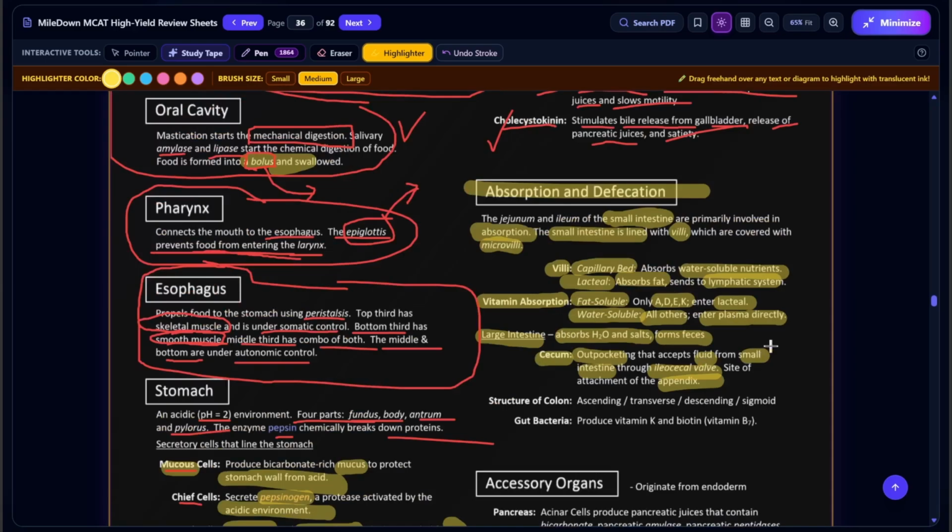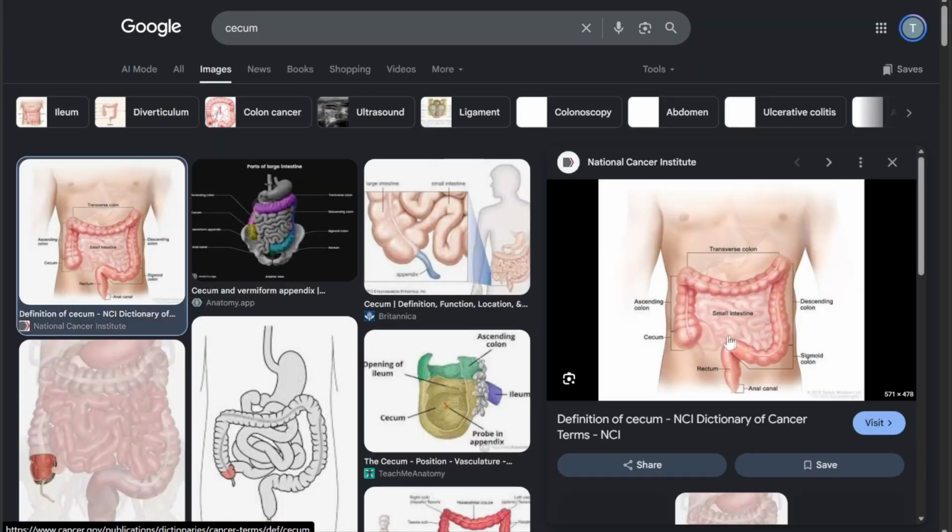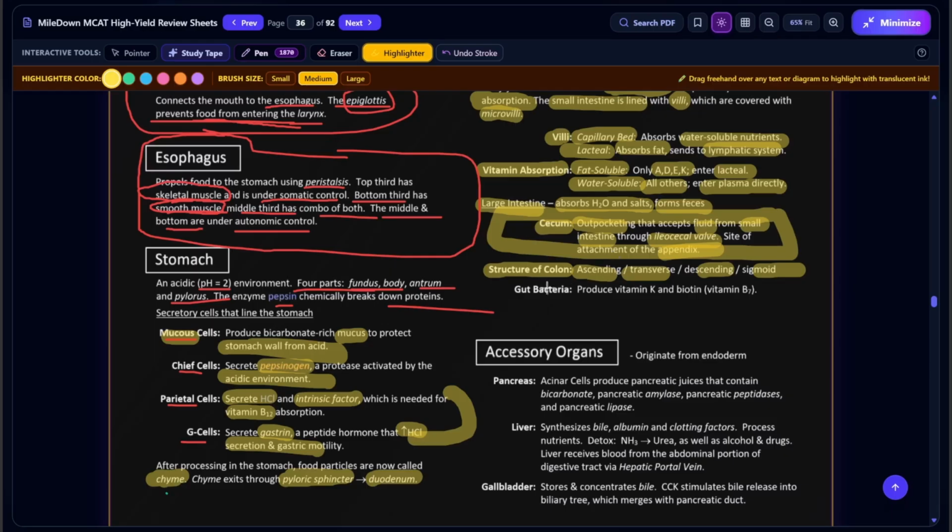So it would help just to show a picture of this. Whenever you have the time, just look up some pictures for review as well. Structure of the colon: your colon is ascending, transverse, descending, and sigmoid. Here's your cecum, and then here's now your colon: ascending, transverse, descending, and sigmoid. Okay, and then gut bacteria produce vitamin K and biotin B7.